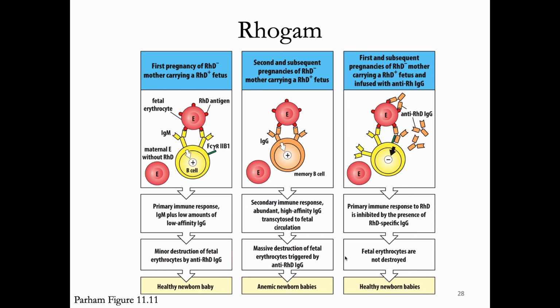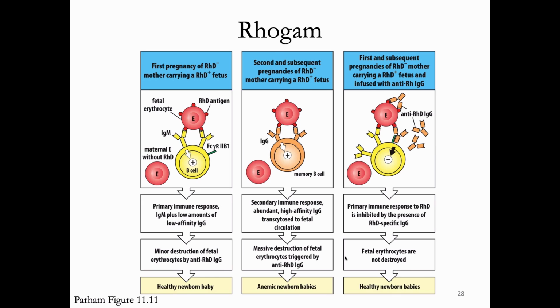And so here you can see that same thing. In the first pregnancy, mom has the baby's red blood cells. They have the Rh antigen. This binds to a naive B cell, signals that naive B cell. In the second pregnancy, you can see that we've got memory B cells present now. We're going to turn on those memory B cells. We're also going to be making lots of antibodies that can cross the placenta. We're going to be very sad. The baby's going to be anemic.